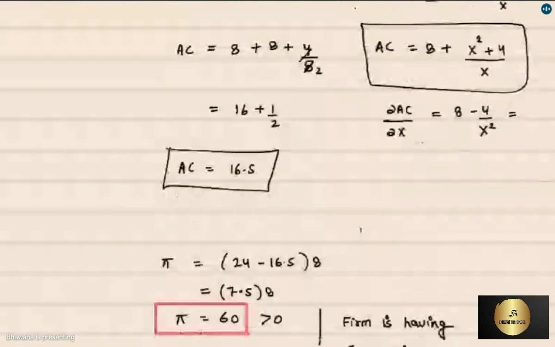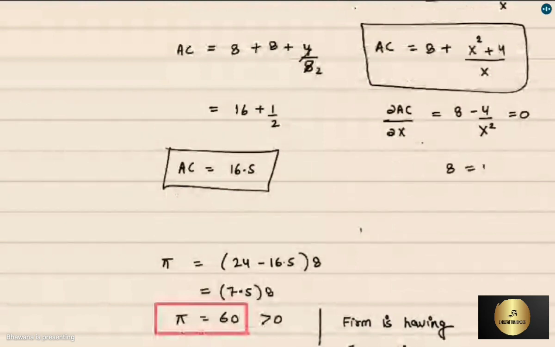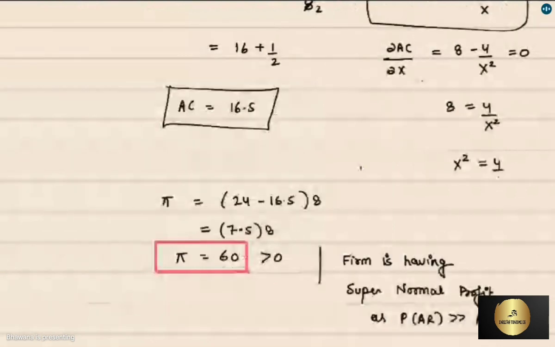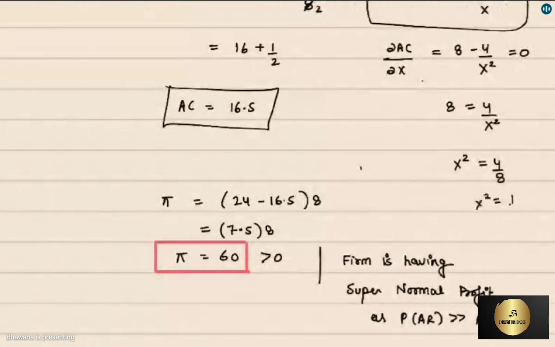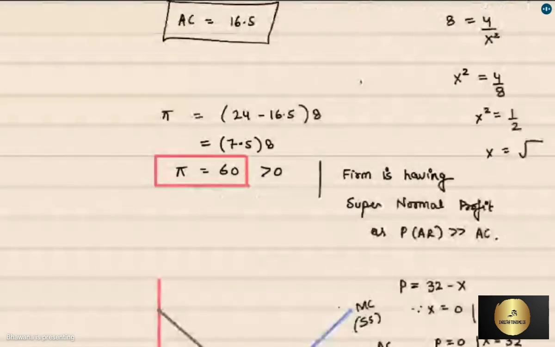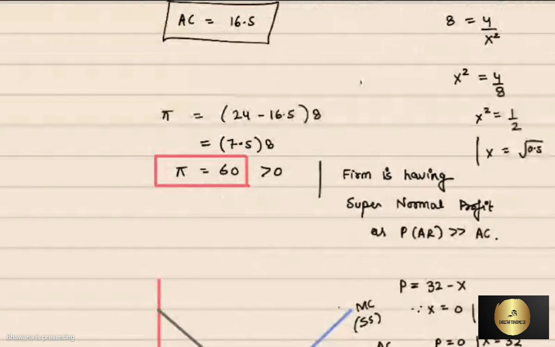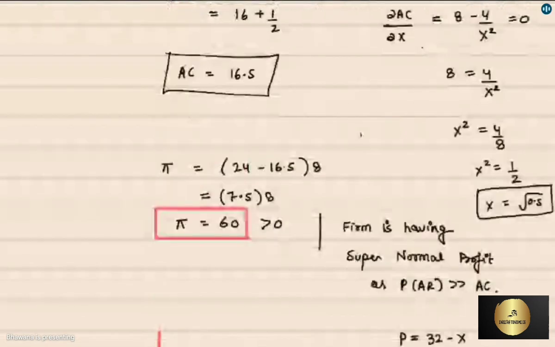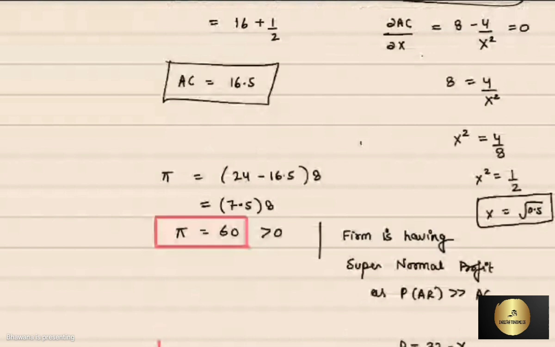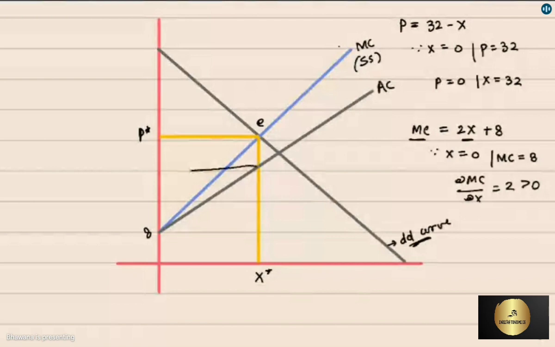When you put it equal to 0, then you will get x square is equal to 4, and x is equal to under root of 0.5. And this particular situation depicts when the average cost will be minimum. Okay. So this is the graphical depiction, and if you consider the profit situation at this particular point, then this is the profit of the firm.